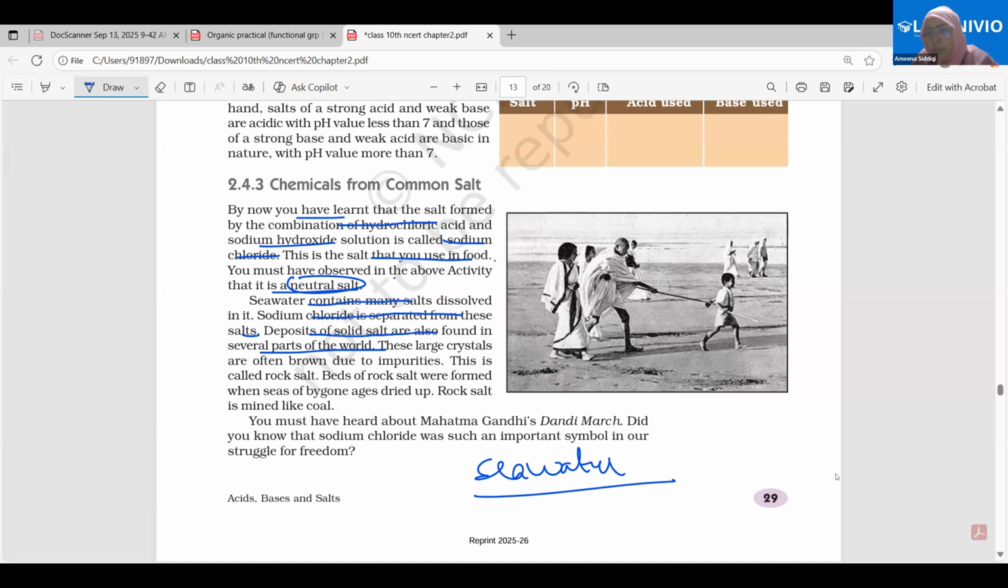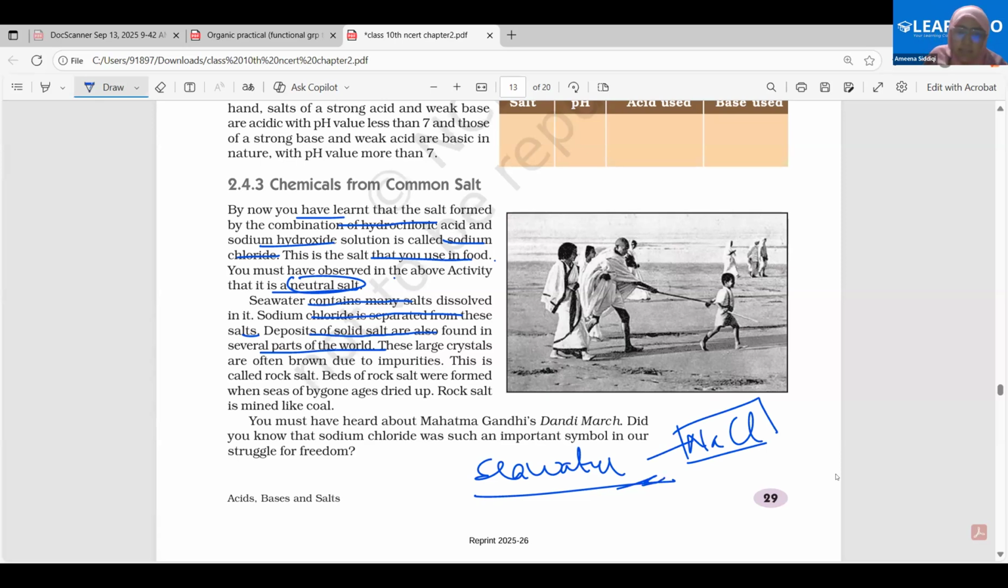So when seawater has many salts, what we do is try to separate the salt, which has very prominent uses for us, and that is NaCl. Through different procedures, also called desalination of the seawater, we get NaCl. Now, once we have gotten NaCl, what can we do from this? Let's see. Is this part understood?